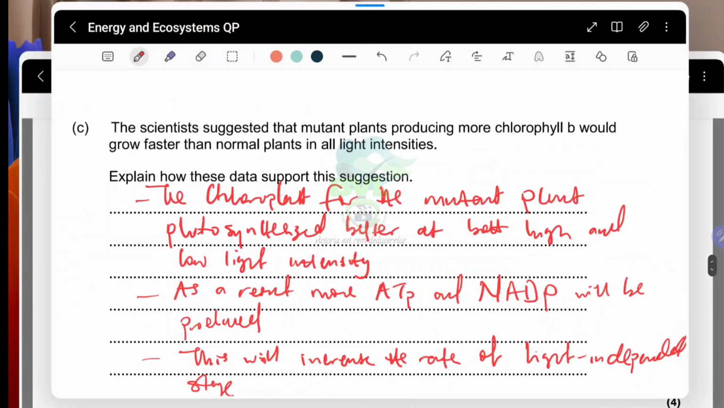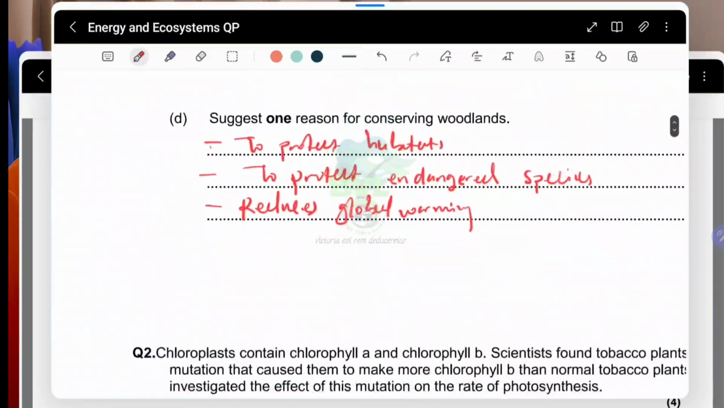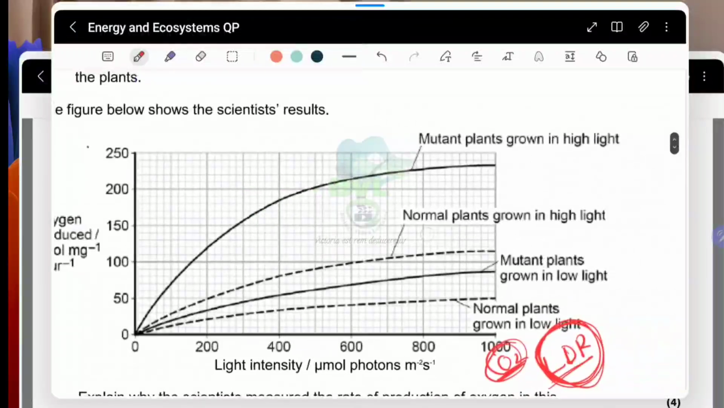Well, this is because the chloroplasts for the mutant plants photosynthesized better at both high light and low light. What's the proof? Let's see that real quick. See this. The mutant plants at high light, oxygen production is higher. At low light, it's still higher, because this is for low light for both of them. When it is high light for both of them, it is still higher. Take note of that, okay?